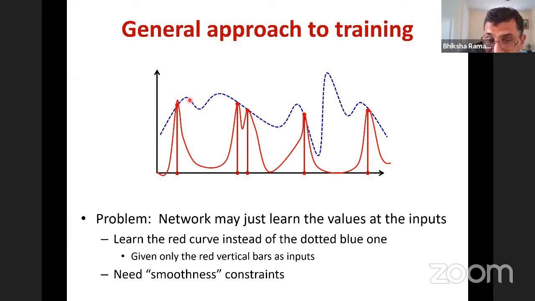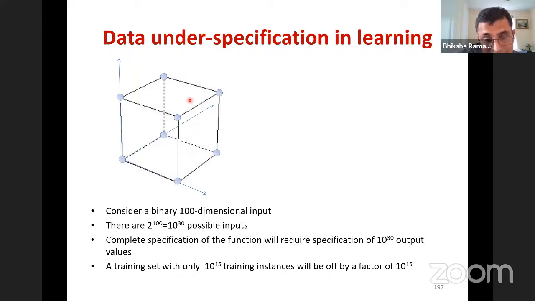The problem is there is nothing stopping you from learning a function of this kind, which matches exactly at the red points and nowhere else, which is completely off. And now, this is a problem, right? But then let's go back and consider how much data you are actually providing to your network. I don't care what the size of the network is. I'm only worried about the dimensionality of the input.